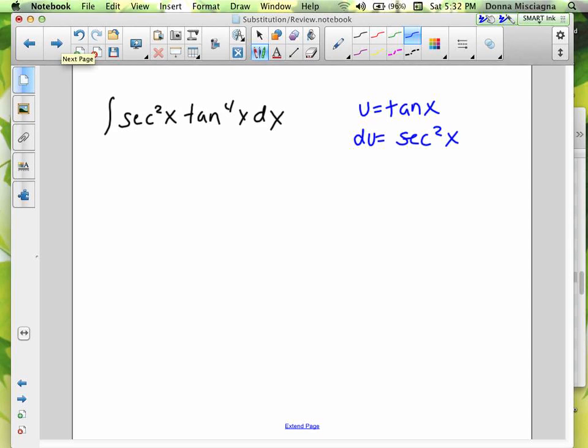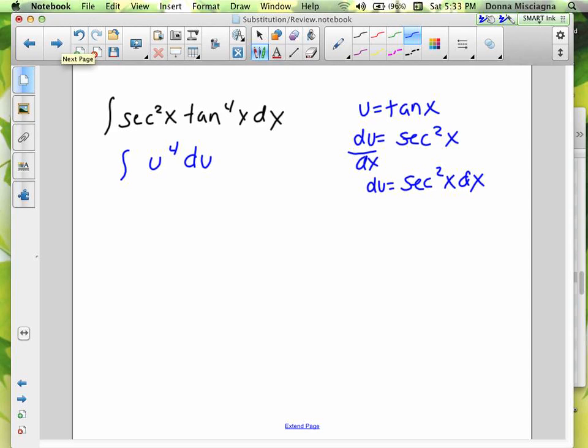It's just going to be u raised to a power, and you'll use a power rule. No big deal. So this is going to be the integral of... so du is secant squared x dx. Need that. So everything is really covered here. I just have the u to the 4th du.